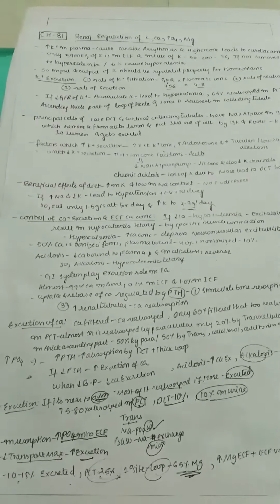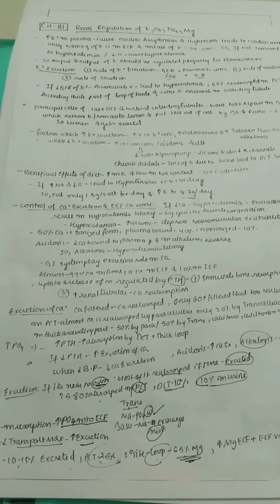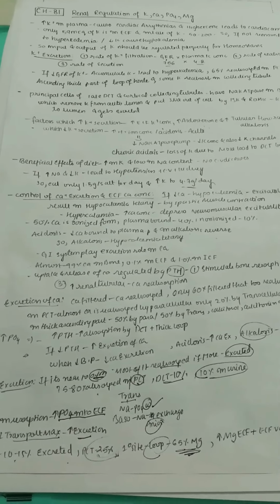So this is all about the renal regulation of potassium, calcium, phosphate and magnesium. Here we have seen how they are getting excreted out from our body.